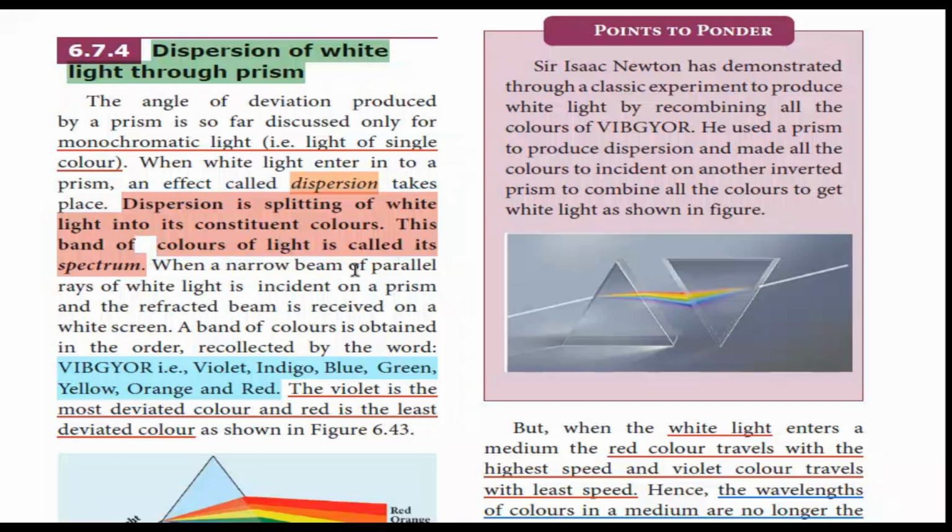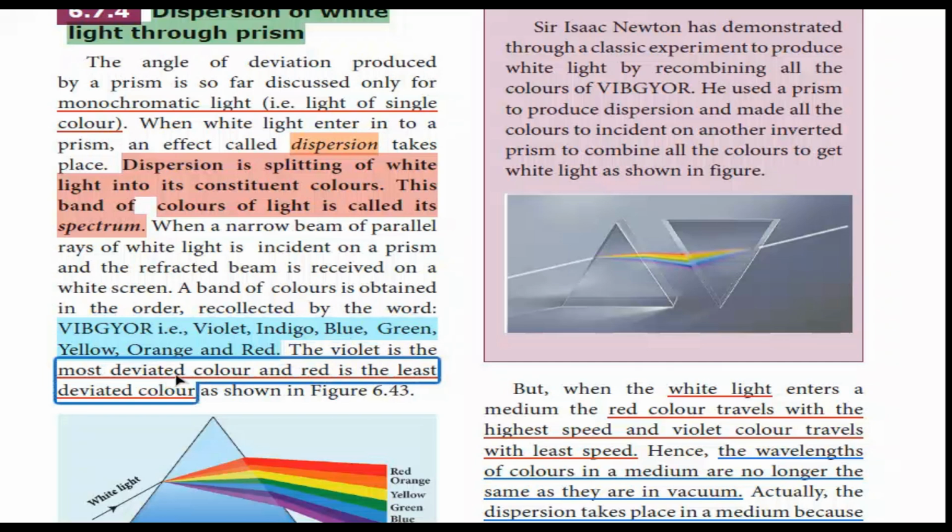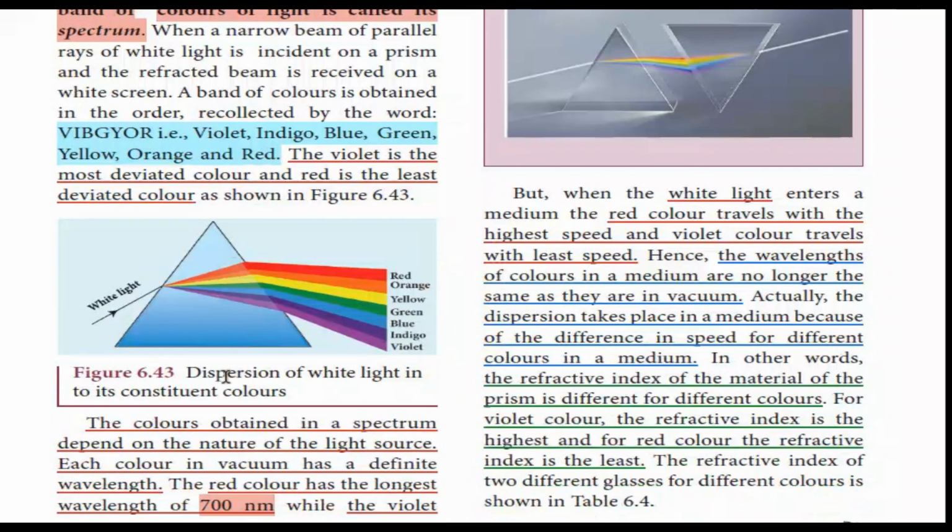When a narrow beam of parallel rays of white light is incident on a prism and the refracted beam is received on a white screen, a band of colors is obtained in the order given by the word VIBGYOR. Here these letters stand for the colors like violet, indigo, blue, green, yellow, orange and red. Violet color is the most deviated one and the red color is the least deviated, as shown in this diagram.